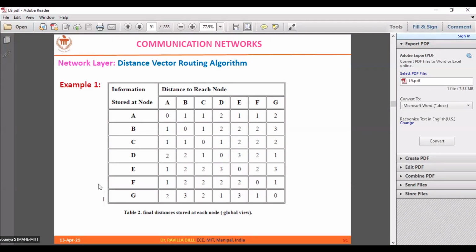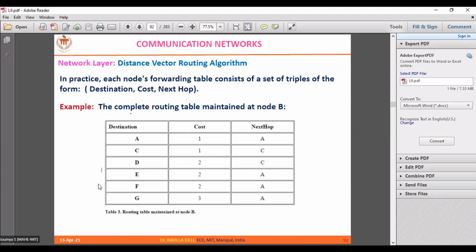Now I hope you have understood this. This is a routing table maintained at node B. From B, the cost to A is 1, cost to C is 1, cost to D is 2, 2, 2 and 3. What is the next hop? What does that mean? That means in order for a packet to reach, say, E from B, it has to go through the node A. This is the next hop.